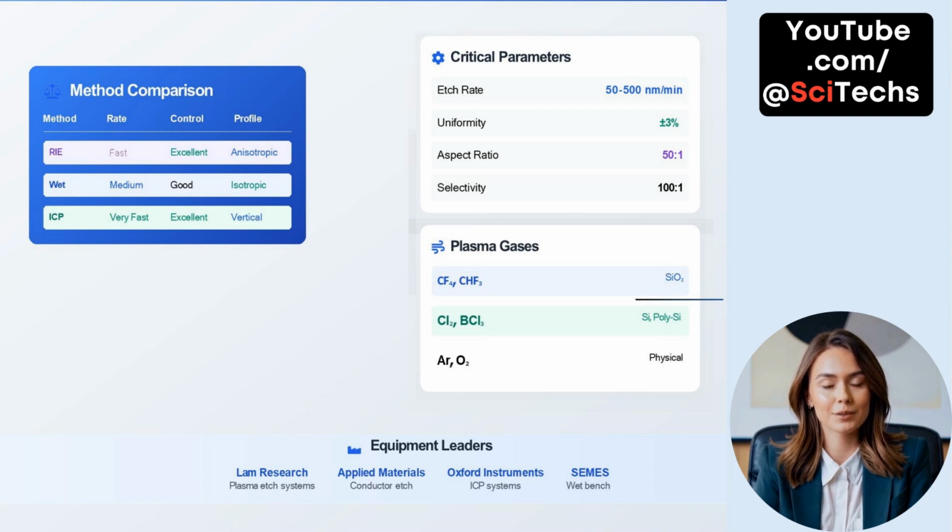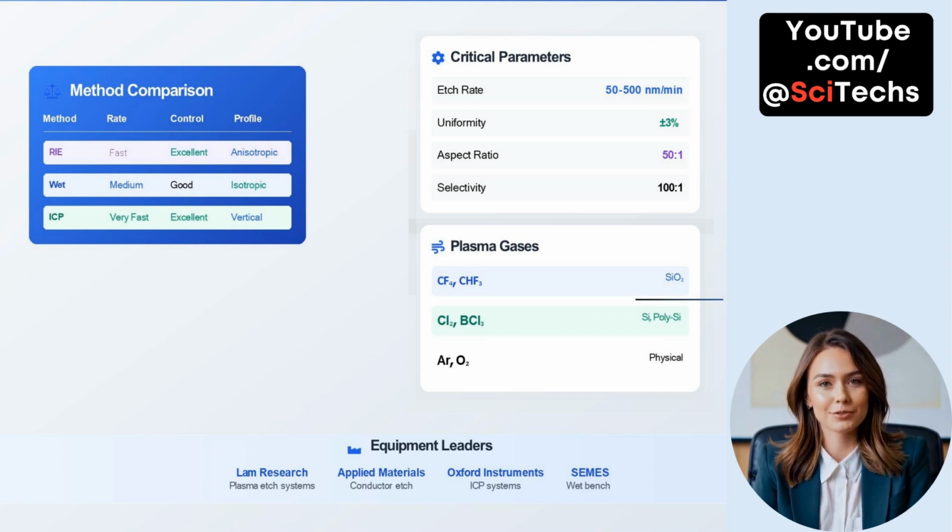Reactive ion etching, or RIE, offers a fast etch rate with excellent process control and produces anisotropic profiles, meaning vertical sidewalls are maintained. Wet etching, on the other hand, delivers medium speed with good control, but the etch profile is isotropic, resulting in undercutting beneath the mask. Inductively coupled plasma, or ICP, provides very fast etching, excellent control, and vertical profiles, making it ideal for deep and narrow features. Several critical parameters define process performance.